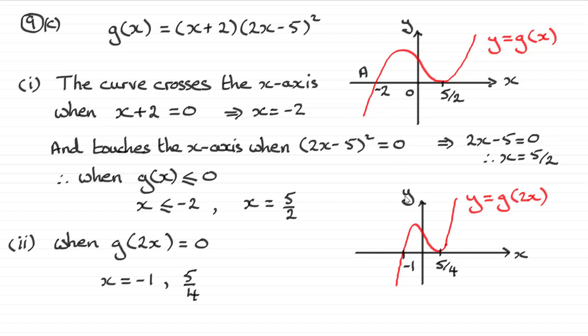So minus 2 then goes to minus 1, and 5 over 2, if you halve it, goes to 5 over 4. And where does it equal 0? Well, those points where it crosses the x-axis then at minus 1 and 5 over 4.